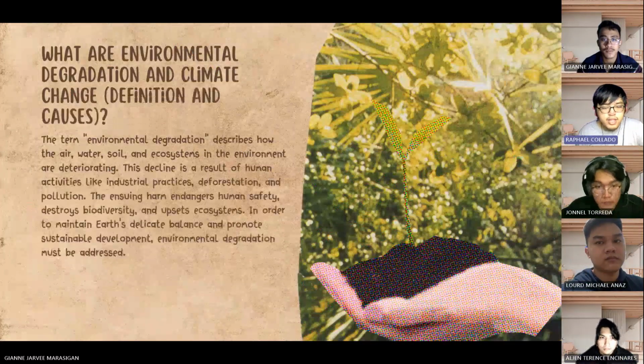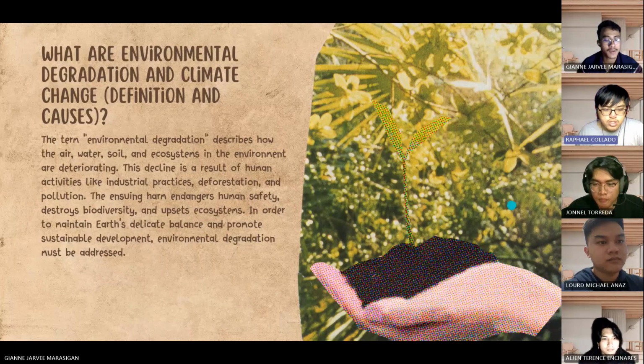The term environmental degradation describes how the air, water, soil, and ecosystems in an environment are deteriorating. The decline is a result of human activities like industrial practices, deforestation, and pollution. The ensuing harm endangers human safety, destroys biodiversity, and upsets ecosystems. In order to maintain Earth's delicate balance and promote sustainable development, environmental degradation must be addressed.